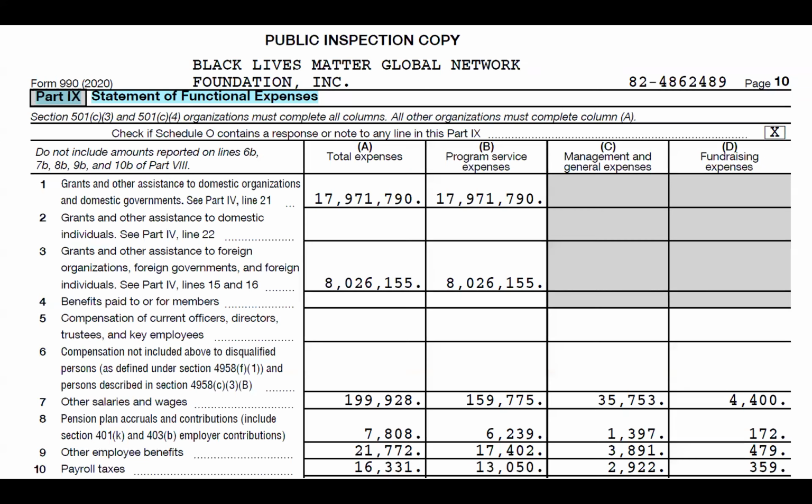So here's the Form 990 for the Black Lives Matter Global Network Foundation, and I have it queued up to the Part 9 Statement of Functional Expenses that we're going to focus on. This is the public inspection copy of the Form 990 for 2020, as you can see up here, Form 990 2020, Black Lives Matter Global Network Foundation, the EIN is 82-4862489, and we're on page 10 of the Form 990. Again, we're focusing on Part 9, Statement of Functional Expenses. So let's get started.